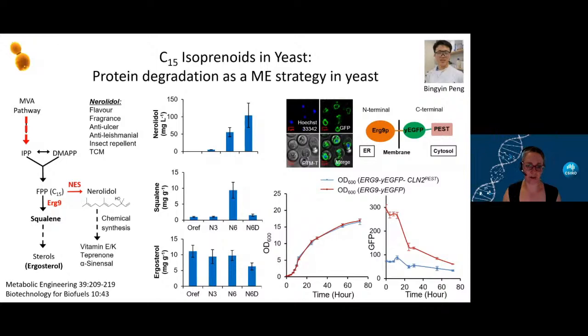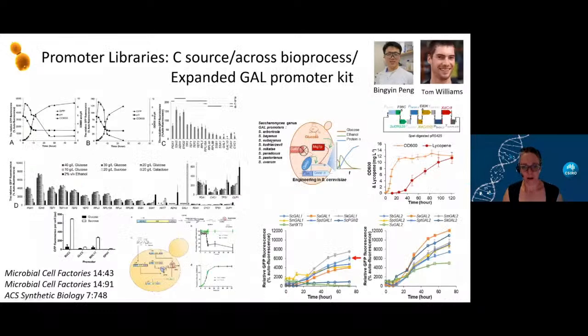Now, we also have spent a lot of time in the lab characterizing different synthetic biology components, in particular promoters. I'm not going to go into detail for all these experiments. I just really want to point out that there's a lot of very well characterized componentry that responds to different carbon sources at different stages in the bioprocess. So in exponential phase and stationary phase across the diauxic shift, and an expanded galactose promoter kit, which is a workhorse in the industry and yeast engineering. So go have a look at those papers if you want to know more about those.